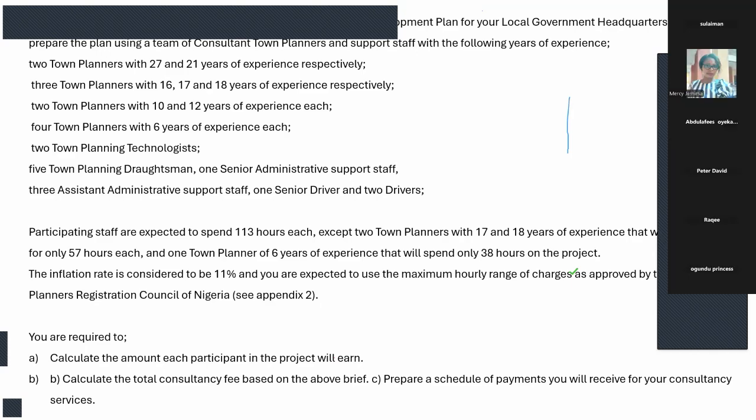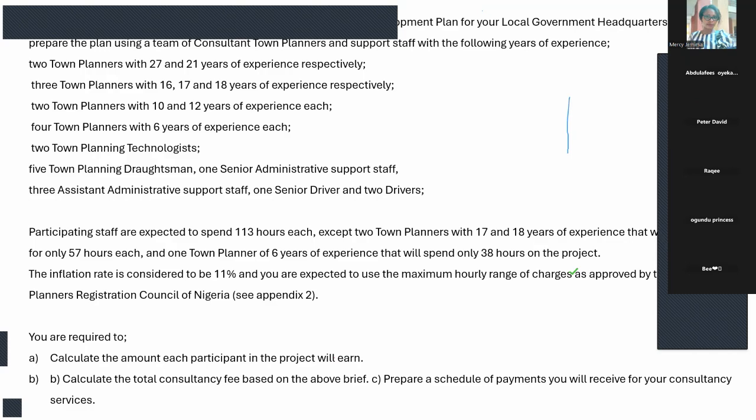You rank them based on, maybe, 27 years. If a town planner has 27 years of experience, which category is he supposed to belong to? Is he a graduate town planner, a principal town planner, or a consultant town planner? So you categorize them based on their years of experience in the business.